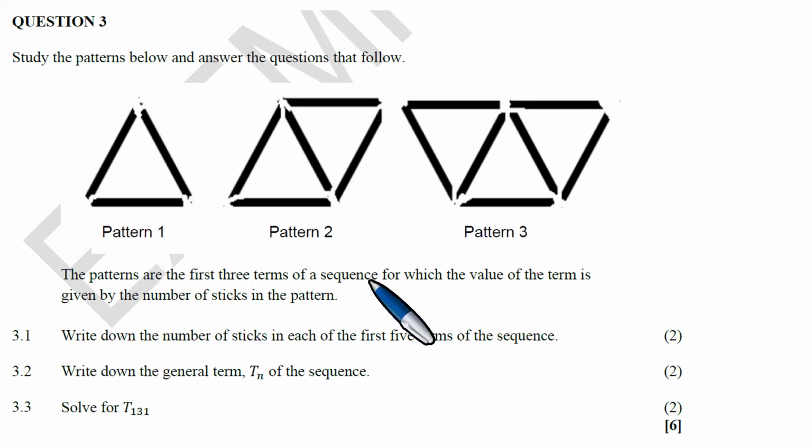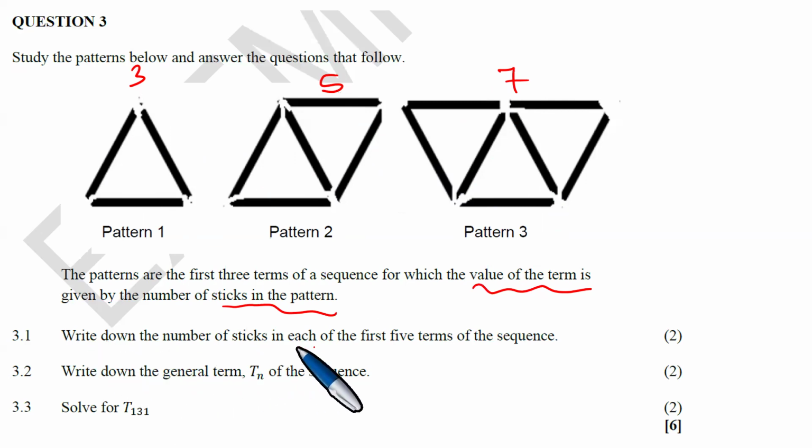So the value of the term is given by the number of sticks in the pattern. So here you have the value of the term. What is the value of the term here? It's 3, because how many sticks are there? 1, 2, 3. So the number is 3. Here, how many sticks are there? 1, 2, 3, 4, 5. So there are 5 sticks here. How many sticks are here? 1, 2, 3, 4, 5, 6, 7. Well done. Good.